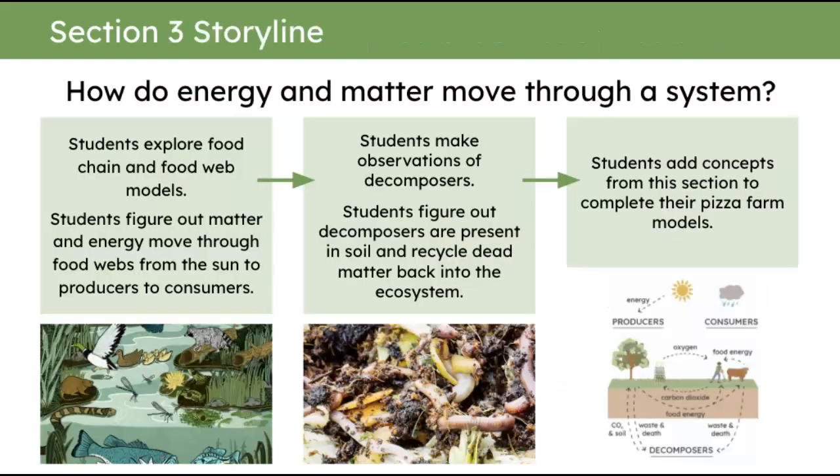In Section 3, students apply their new knowledge to address the final driving question of how do energy and matter move through a system. Students use an artistic ecosystem model to explore food chains and food webs. They will figure out how all energy starts with the sun and moves its way through producers and consumers. Students then make one last observation on the actions of decomposers to figure out just why soil contains such great nutrients for plants. Students complete the unit by finishing their pizza farm models, showing the many ways matter and energy move through the farm system. You might want to celebrate with a pizza party.